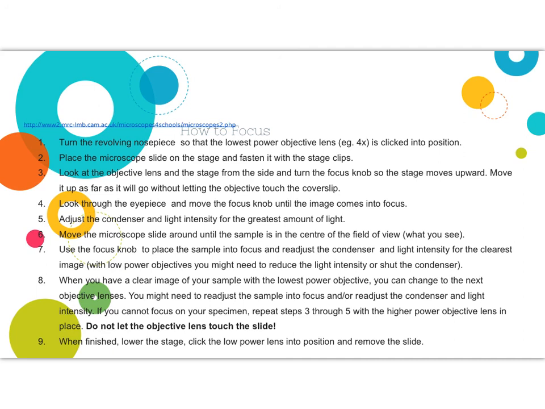We never want to start on a high or medium. We always start on low power. The reason is that the high power objective, because it's much longer, can actually touch the slide, and if we scratch it, that microscope needs some serious repair. When we're finished, we lower the stage all the way back down, put the cover on, and call it a day.